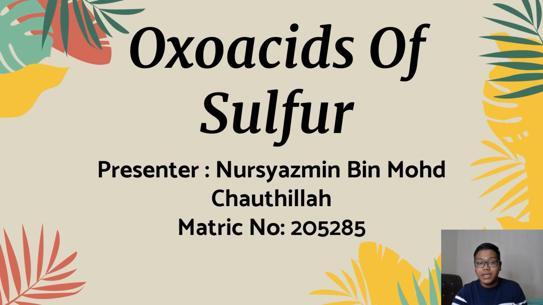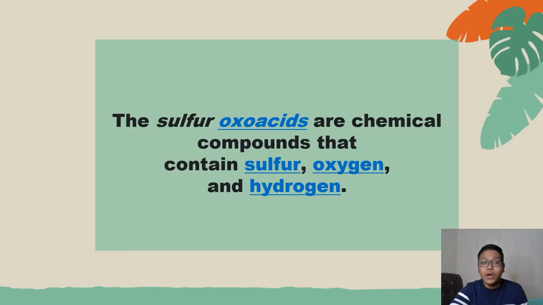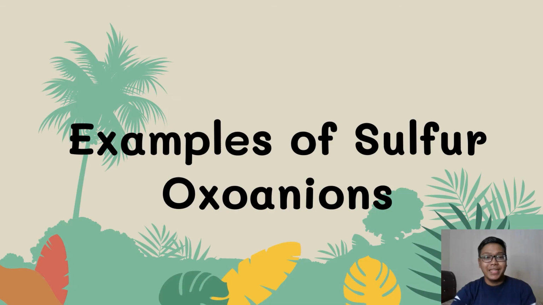Okay, thank you, Hakimi. Good morning, everyone. My name is Nursyazmin bin Muhammad Chauthillah. Today I want to present about oxoacids of sulfur. Actually, what is an oxoacid of sulfur? The sulfur oxoacids are chemical compounds that contain sulfur, oxygen, and hydrogen.